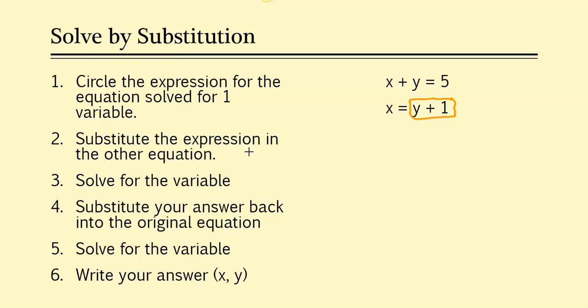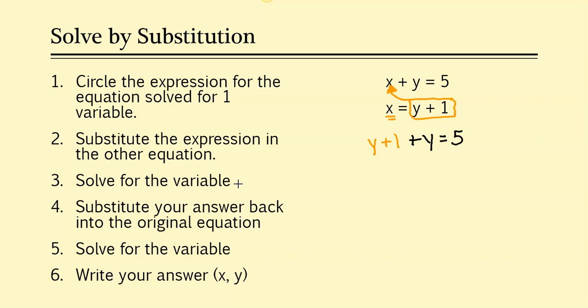Now in step two, it tells me to substitute the expression in the other equation. Now it's important that I know which variable. So since this x equals y plus 1, then I'm going to replace this x with y plus 1. Okay? So I'm simply going to have y plus 1. That's my x. But notice the rest of that equation says plus y equals 5. I've also got to keep that part. So I'm going to keep the plus y equals 5. All right, so all of that is now my new equation. That's my substitution piece. I substituted y plus 1 for x.